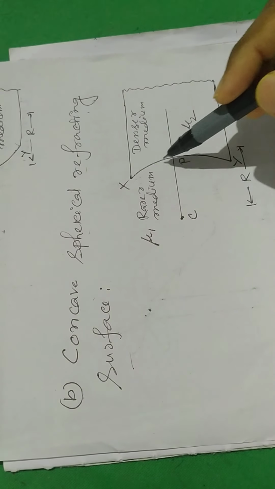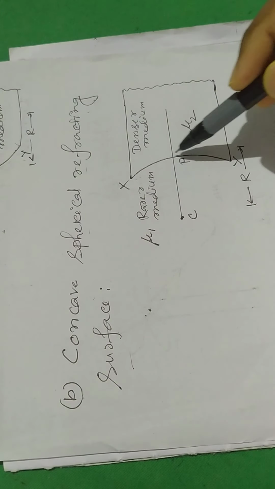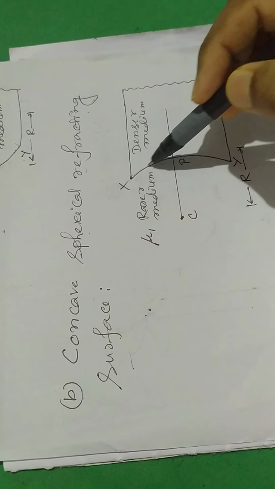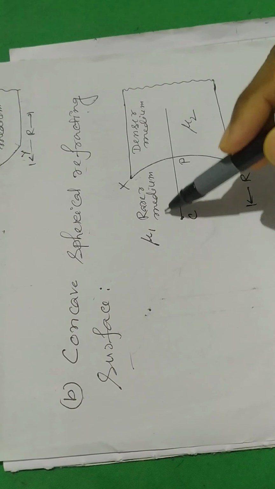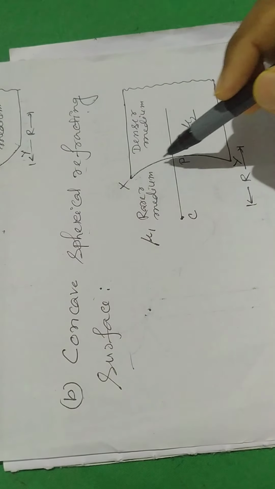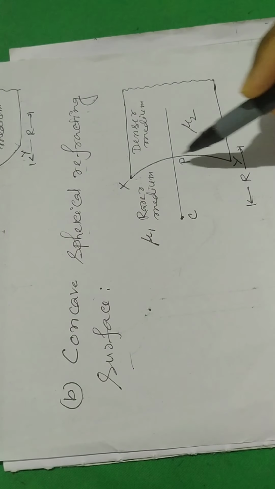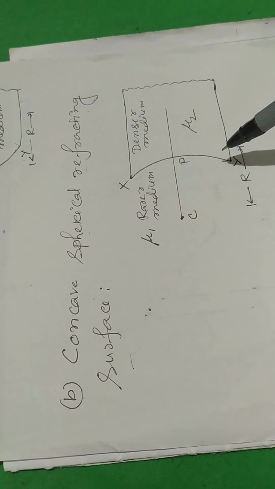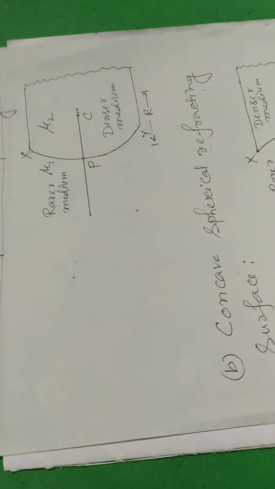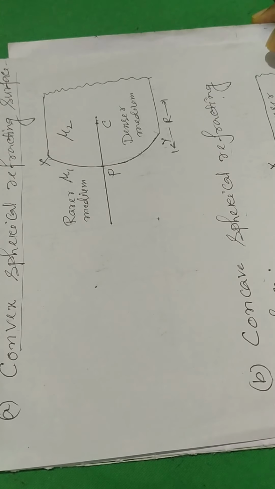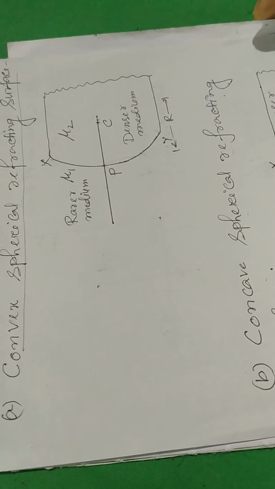Here again you see the diagram. So this surface, this is concave spherical refracting surface, and this surface is towards the rarer medium. Concave part is towards the rarer medium. So that is why it is called concave spherical refracting surface. Now I want to discuss some terms related to the spherical refracting surface.